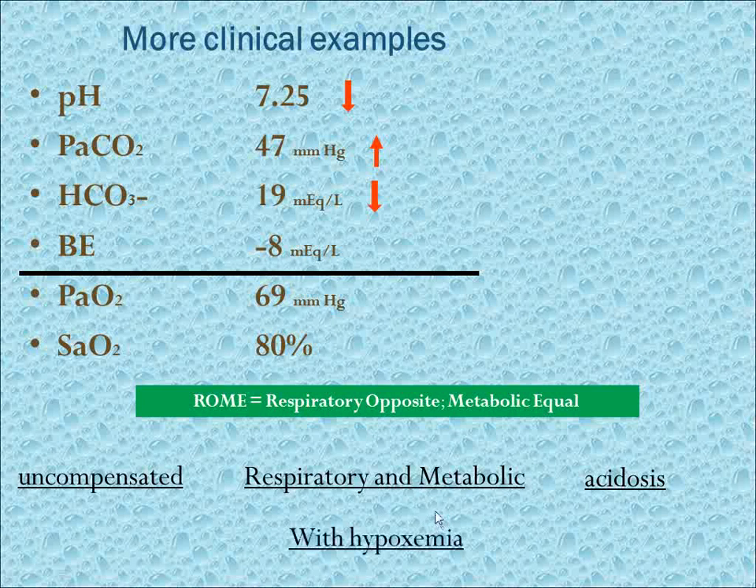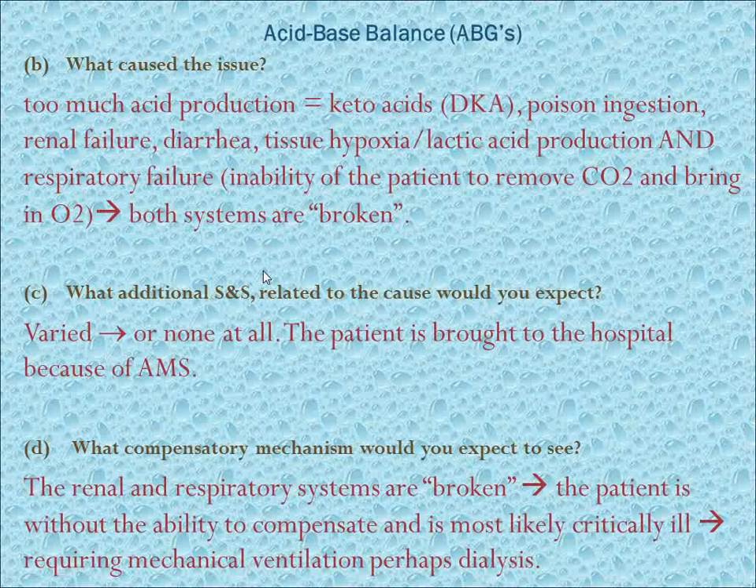And when we look at the oxygenation status of the patient, the PaO2 is 69, markedly low, as is the oxygen saturation. So this patient has an uncompensated respiratory and metabolic acidosis with hypoxemia. So what caused the issue? Again, too much acid production.